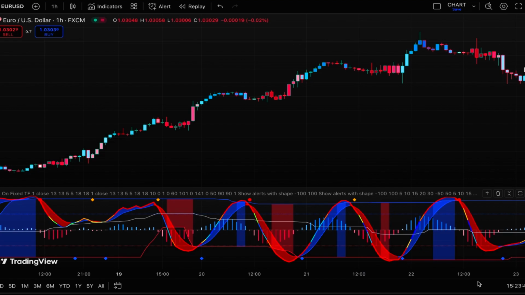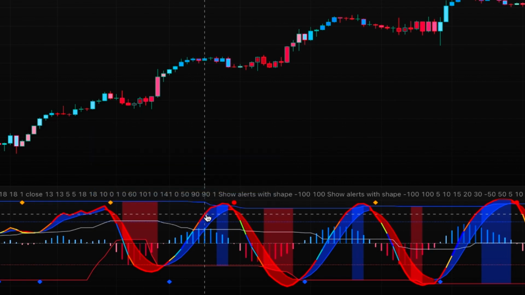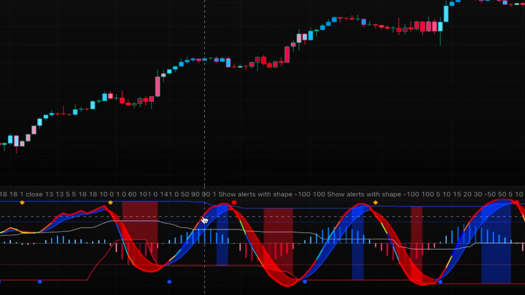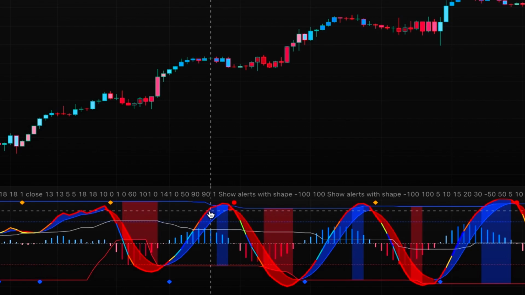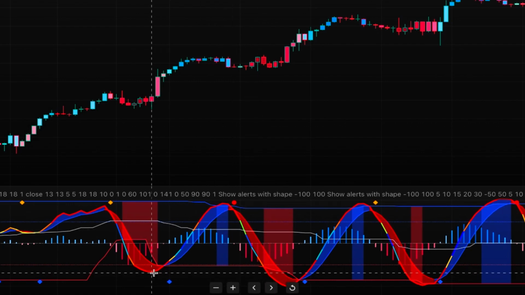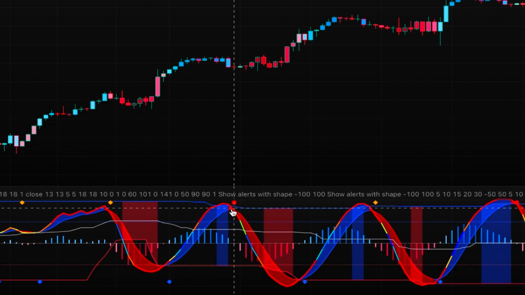As you can see, we have different components in this indicator. This line is stochastic momentum index of money flow index, or SMI MFI for short, and this line is the signal line, which is actually a moving average of this line SMI MFI with length of 5. The area between the two lines is blue or red depending on their crossovers. When the SMI MFI line crosses above the signal line, it's a bullish signal and the area between the two lines becomes blue, and when it crosses below the signal line, it's a bearish signal and the area between the two lines becomes red.